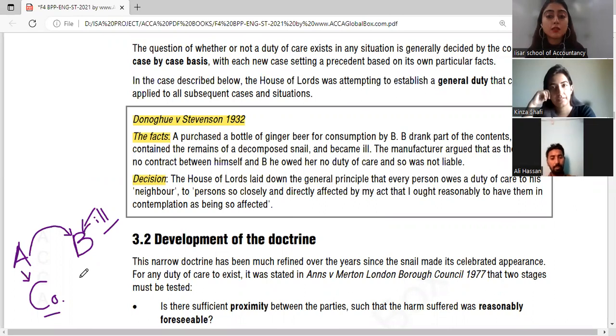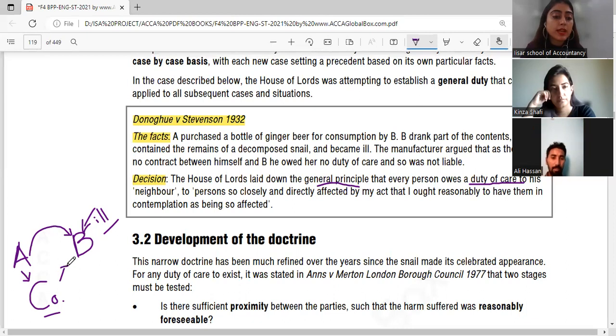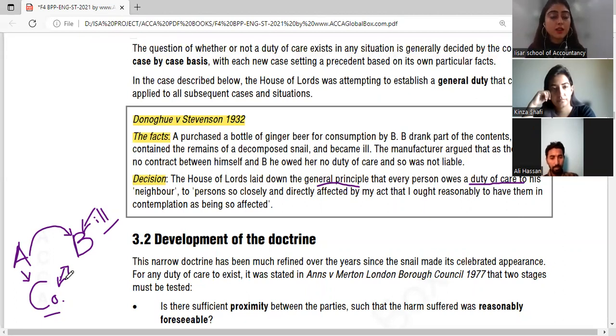Unfortunately they can't, because there is a general principle or doctrine which says that there was a duty of care between the company and B. Why? Because whenever a company is manufacturing any product, it is its duty of care to ensure that the product is fine and safe for health. But there was a decomposed snail in that bottle. That means it was defective, and therefore the company was negligent. So this becomes a law of tort case, and it is declared that there was a duty of care between B and the company as well.